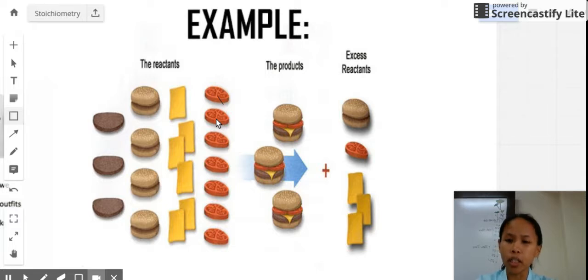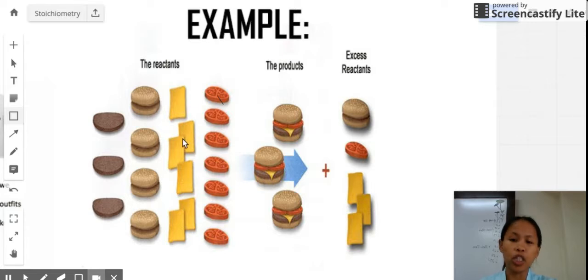Now, looking at the quantity of the reactants, you only have three pates, four buns, six cheese slices, and seven tomatoes. Because it's not really that you consume everything in here, you have to look at how many burgers you can make, putting in all the ingredients necessary to create a burger. Looking at the product, you can predict that you can only make three complete burgers, because the ingredient that's limiting the number of burgers you can make is the pate, because you only have three of that.